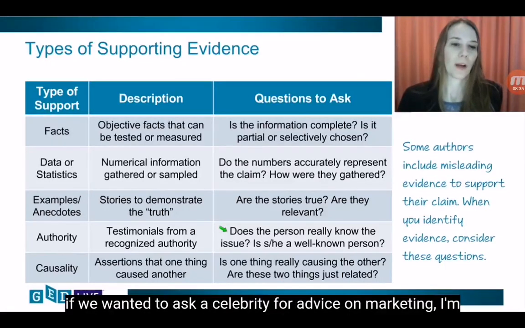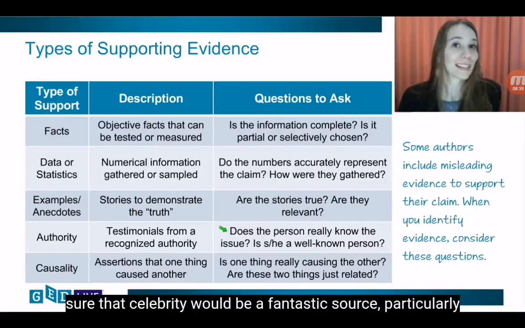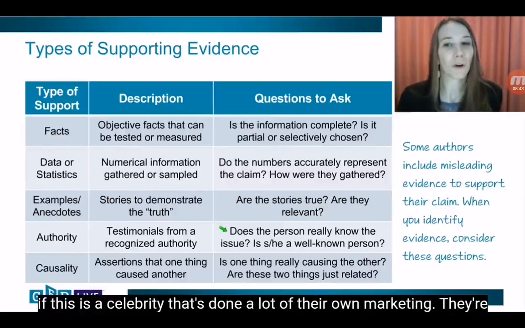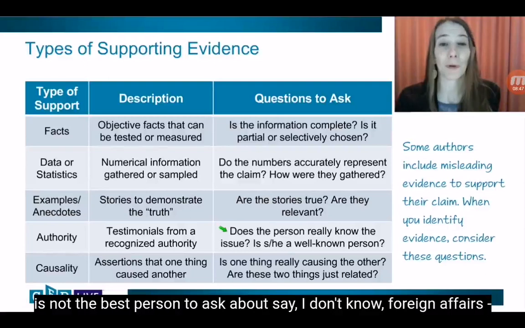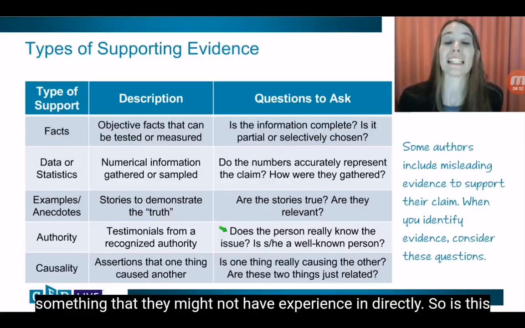For instance, if we wanted to ask a celebrity for advice on marketing, I'm sure that celebrity would be a fantastic source, particularly if this is a celebrity that's done a lot of their own marketing. They're going to have a lot of experience in that. But maybe a celebrity is not the best person to ask about, say, foreign affairs, something that they might not have experience in directly.